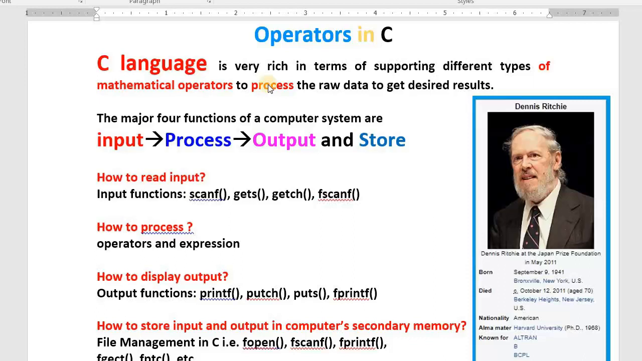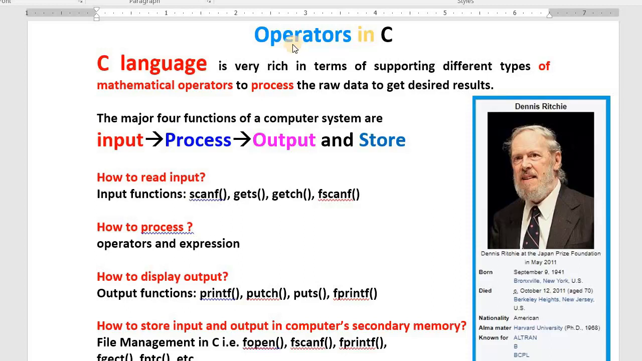In today's class, I teach you a very important and at the same time interesting topic named operators in C language from module number 1. Definitely in the VTU main exam, you will find one question on this topic. This topic is really important and at the same time interesting.